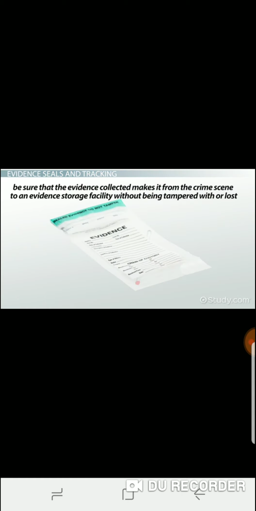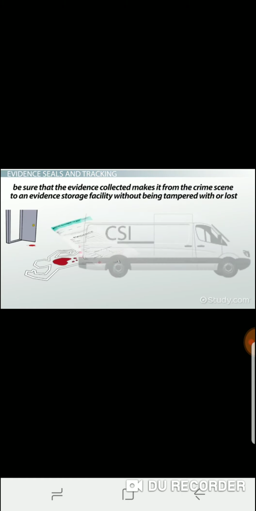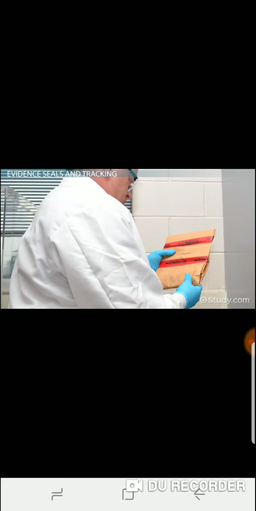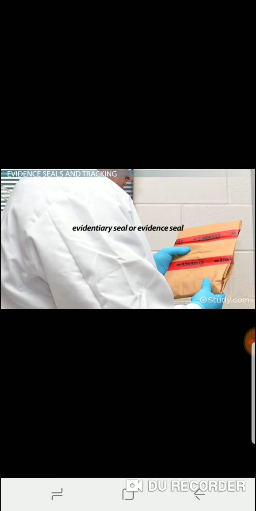Now that we have documented and collected the evidence, what's the next step in the chain of custody? You will need to be sure that the evidence collected makes it from the crime scene to an evidence storage facility without being tampered with or lost. Many crime scene units transport their evidence to a crime lab for further analysis once it is collected from the scene. To ensure the evidence is not tampered with, a crime scene specialist will create an evidentiary seal, or evidence seal, on the packaging he used for collection.